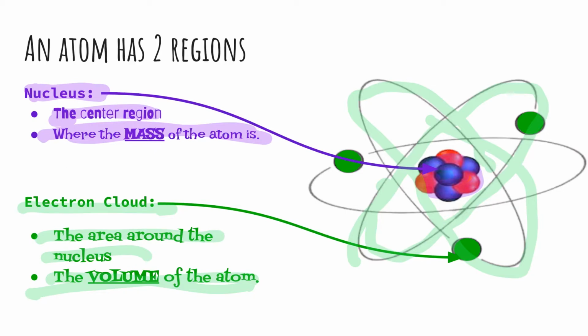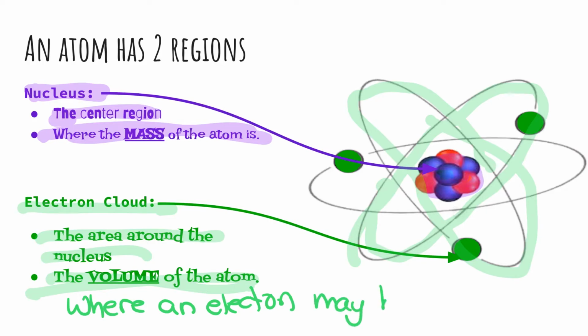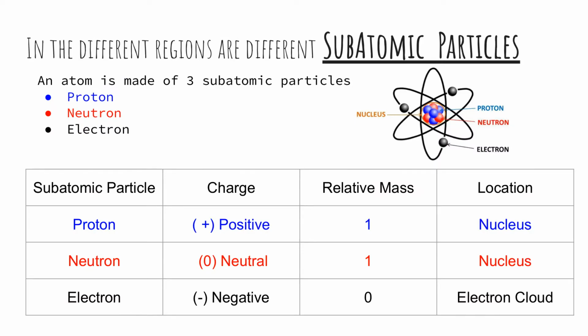It is the area where an electron may be found. So in different regions are different subatomic particles. An atom is made up of 3 subatomic particles. You probably remember this from 8th grade science: a proton, a neutron, and an electron.